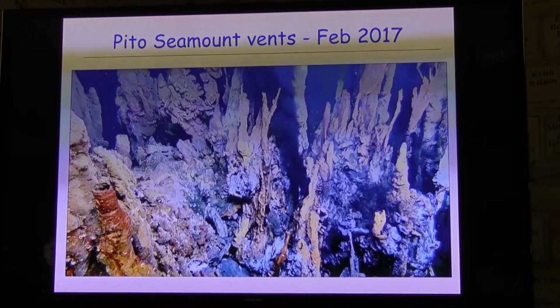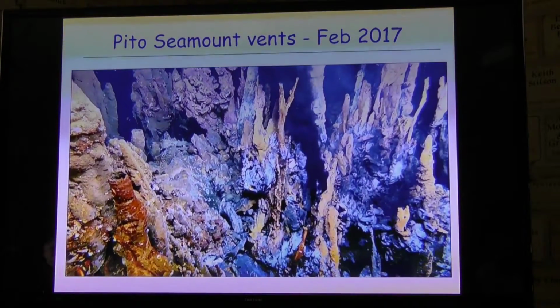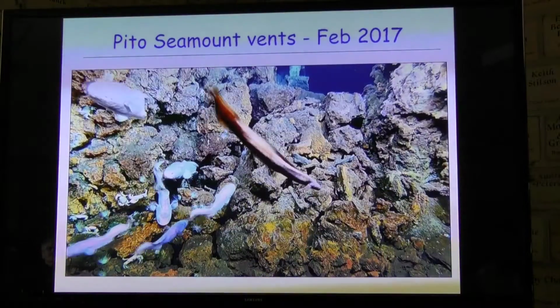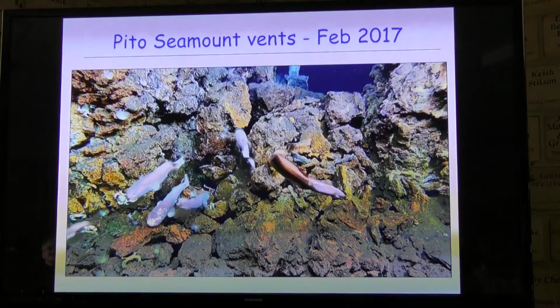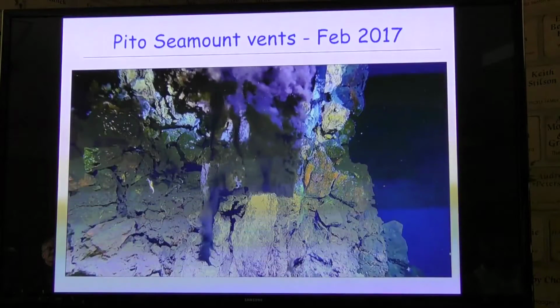Is this the actual color? Yeah. This is the actual color. So this is not looking like an artificially colored version of Mars or something.